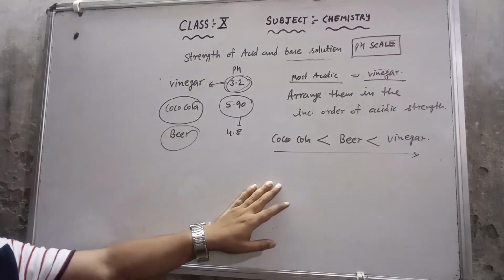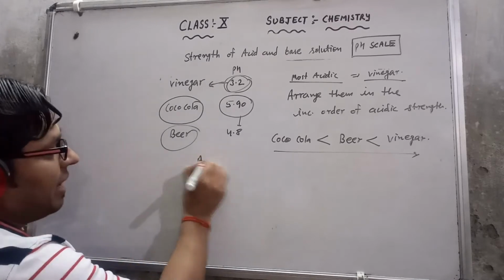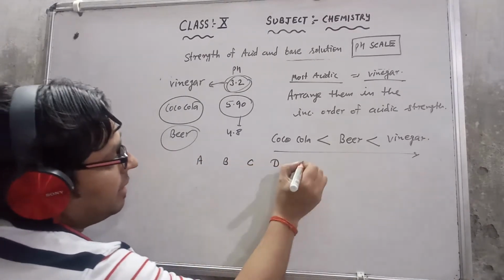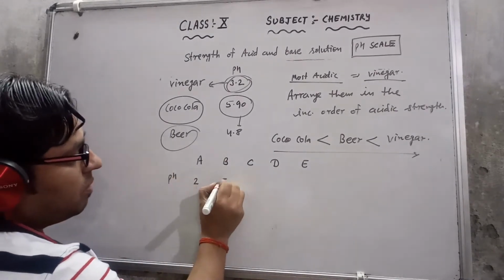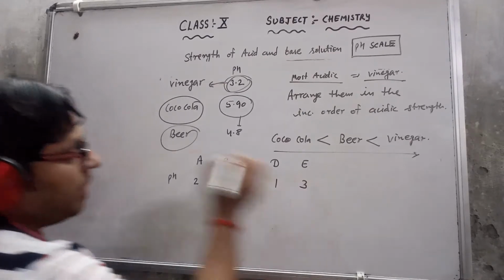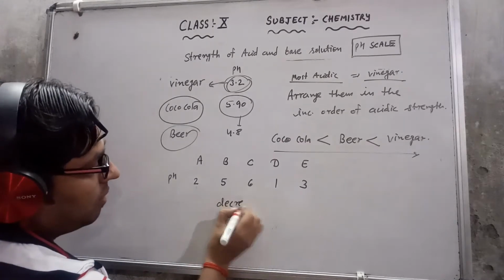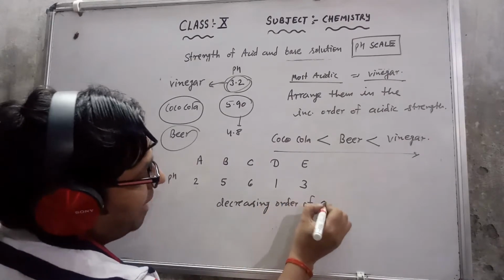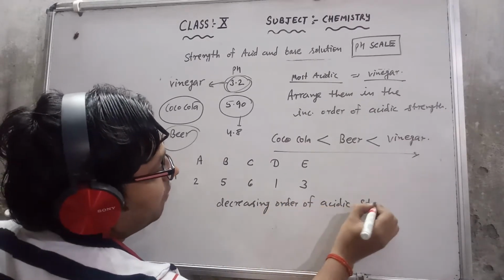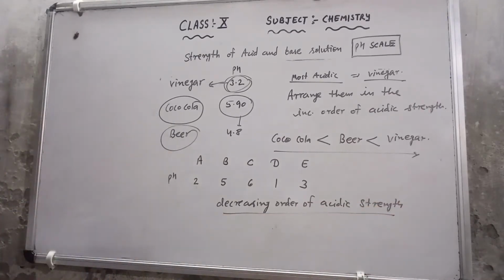Questions like this are asked many times in exams. One more question related to the same thing: suppose I have A, B, C, D and E. The pH values they give us are 2, 5, 6, 1, 3. Now they are asking to arrange in the decreasing order of acidic strength. Decreasing order of acidic strength means first you write the solution having the maximum acidic strength.